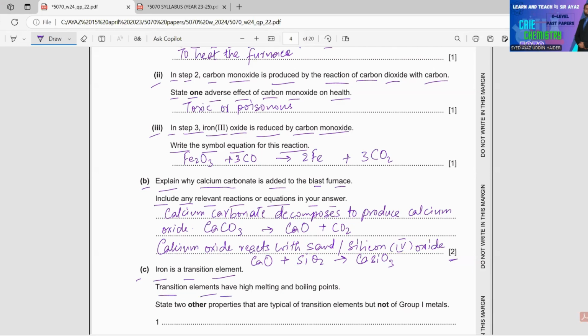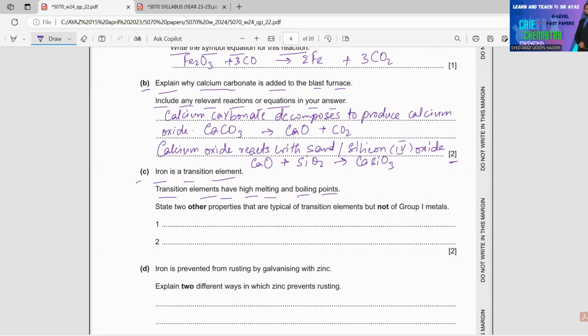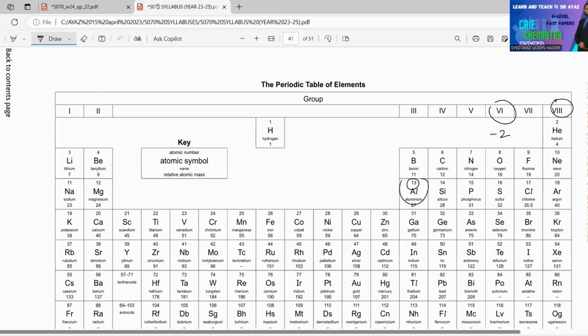See, iron is a transition element. Transition elements have high melting and boiling points. State two other properties that are typical of transition elements but not of group 1 metals. Here's group 1. In group 1, we are having lithium, sodium, potassium, rubidium, cesium, francium. And here we are having transition elements or metals.